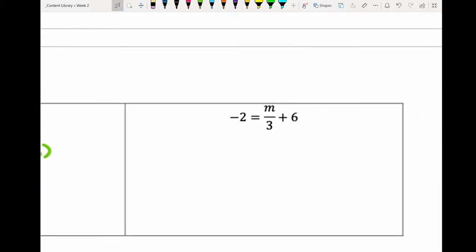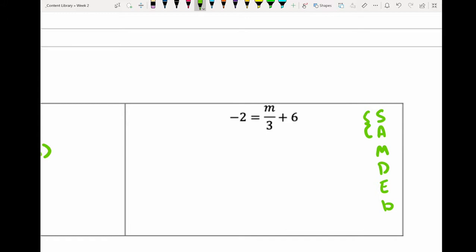And lastly, negative 2 equals m over 3 plus 6. Again, I have multiple things going on here. I want to get m by itself. So to figure out where I start, I reverse BEDMAS. The first thing you're always looking for is subtraction or addition. Is there anything being added or subtracted from my variable that I need to cancel out?